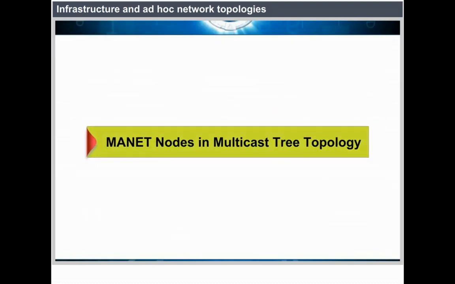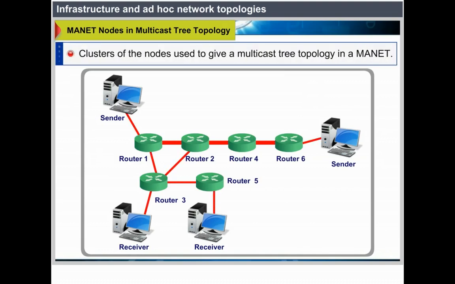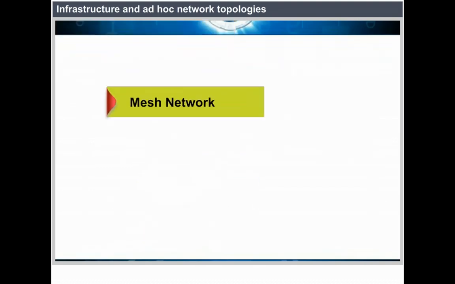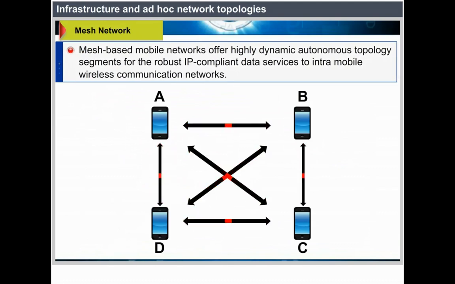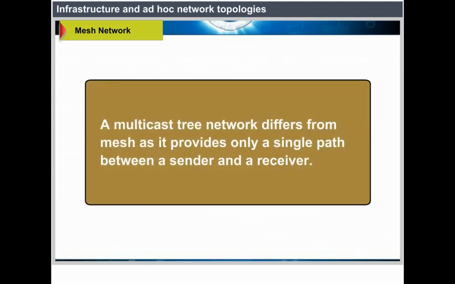MANET nodes in multicast tree topology disseminate data packets and form a multicasting network. Clusters of the nodes are used to give a multicast tree topology in a MANET. Mesh network. Mesh-based mobile network offers highly dynamic autonomous topology segments for the robust IP-compliant data services within the mobile wireless communication networks. Inexpensive alternatives or improvement to infrastructure-based cellular CDMA or GSM mobile service provider. A multicast tree network differs from mesh as it provides only a single path between a sender and a receiver.